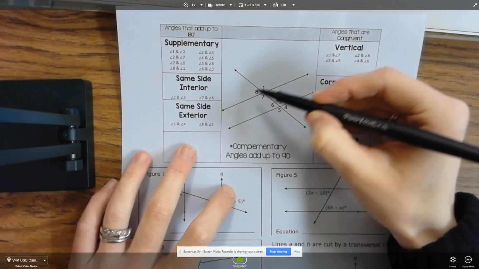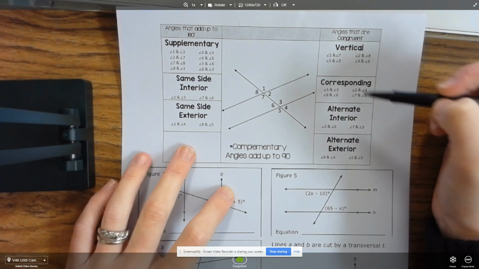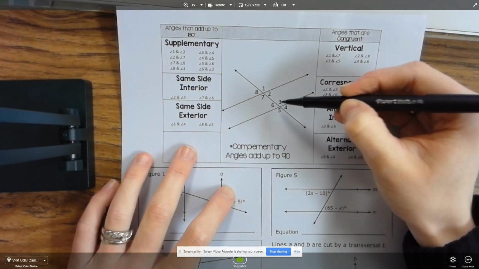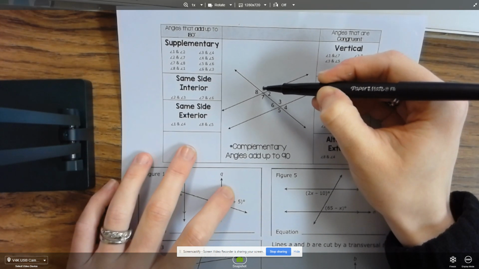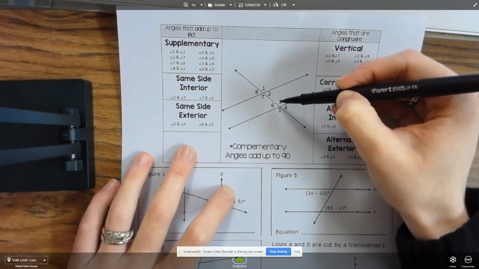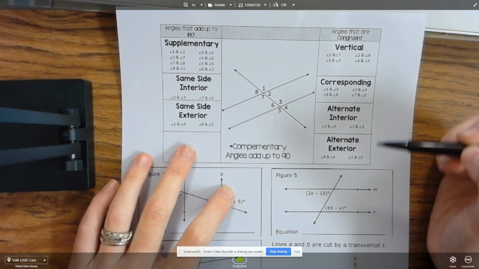Vertical angles like 1 and 7, they make that hourglass shape. Corresponding angles, so 1 and 3, they're in the same position. So this one is above its parallel line and to the right of the transversal. And then you can see angle 3 here is above its parallel line and to the right of the transversal.